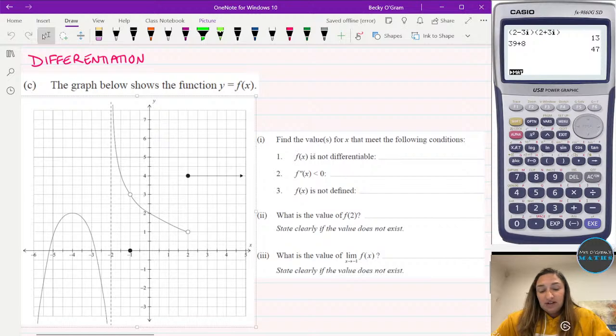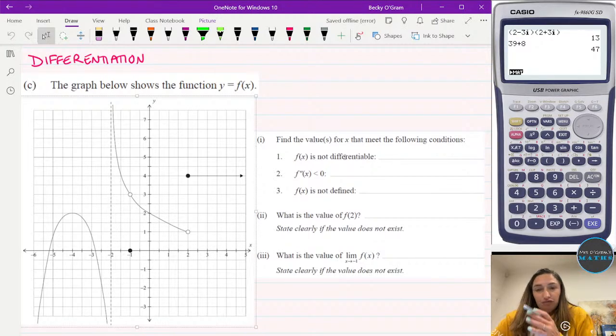So the first is that f of x is not differentiable. Now, not differentiable happens when you have a break in the graph or a sudden kink in it. You need smooth curves or straight lines to be able to do differentiation, to be able to find a gradient of it, and that doesn't work if you have any sharp corners or any holes in the function.